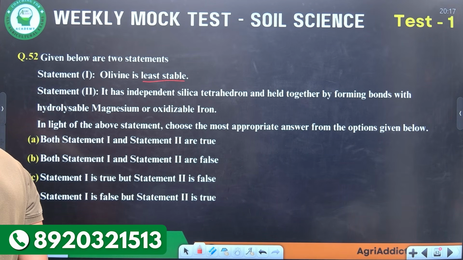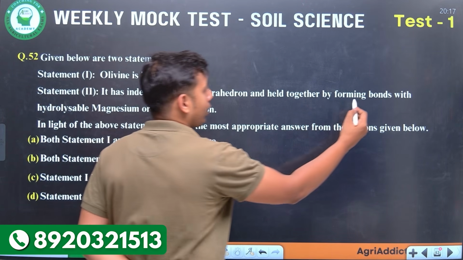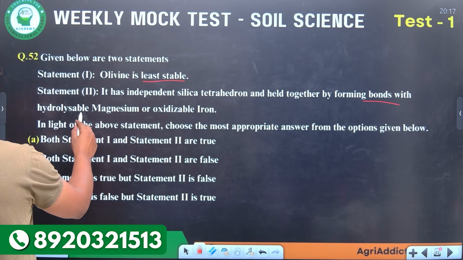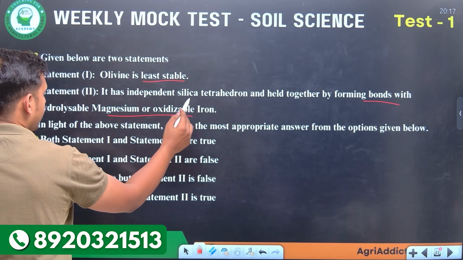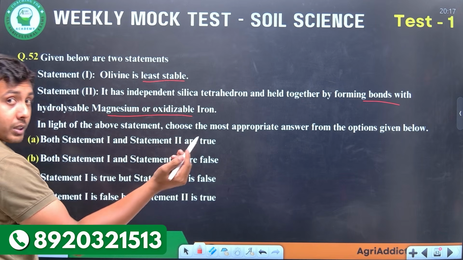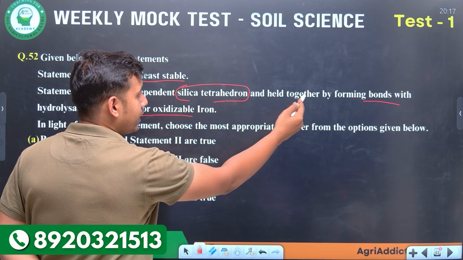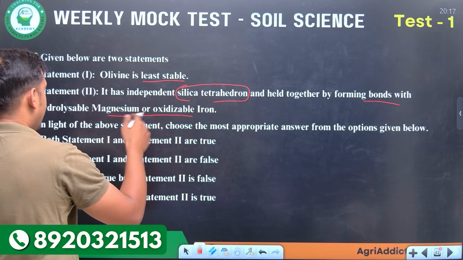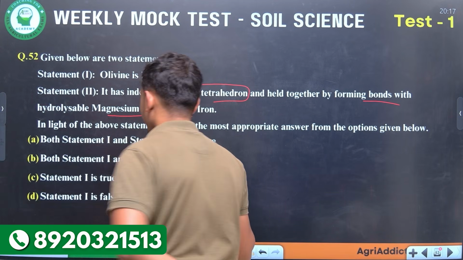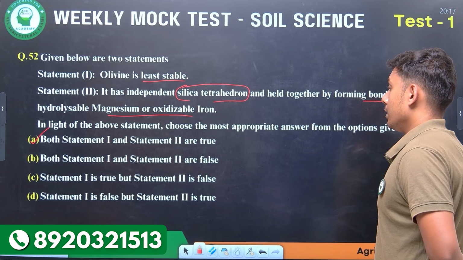And also the statement that it has independent silica tetrahedron and is held together by forming bonds with hydrolyzable magnesium or oxidizable iron. Olivine is a nesosilicate, so independent silica tetrahedron will be there. It is held together by forming bonds with the hydrolyzable magnesium. This is also true. So both statement 1 and statement 2 are true.